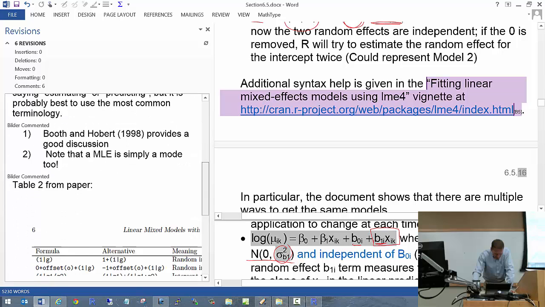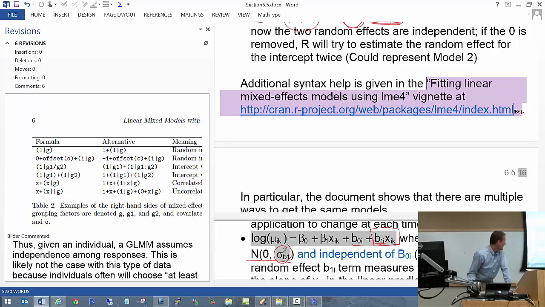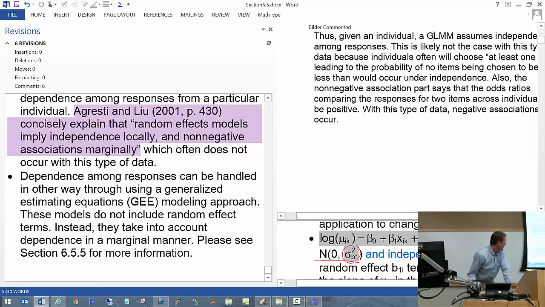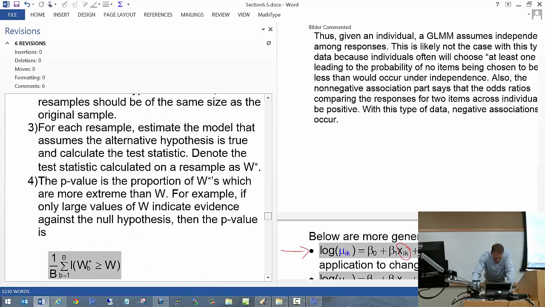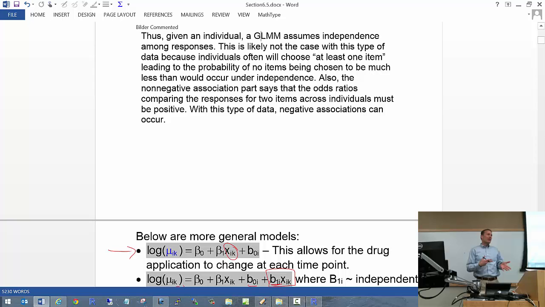So do you see this little table here? I know it's hard to see all of it. This is just a simple screen capture. Oh, now it's gone. Well, you saw it there before. It will show you a whole bunch of other kinds of models that you can do, okay? Or just simply download the vignette.